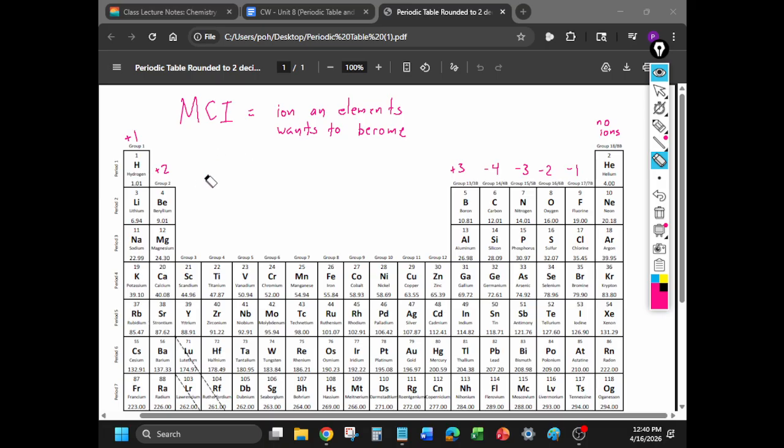Okay, so if you want to jot that down on your periodic table, just so that you have it for your notes, feel free.